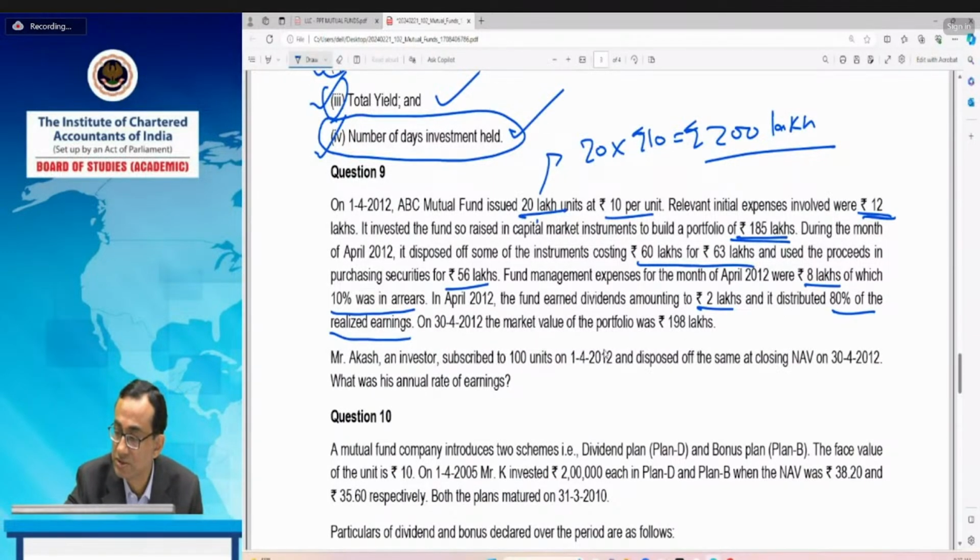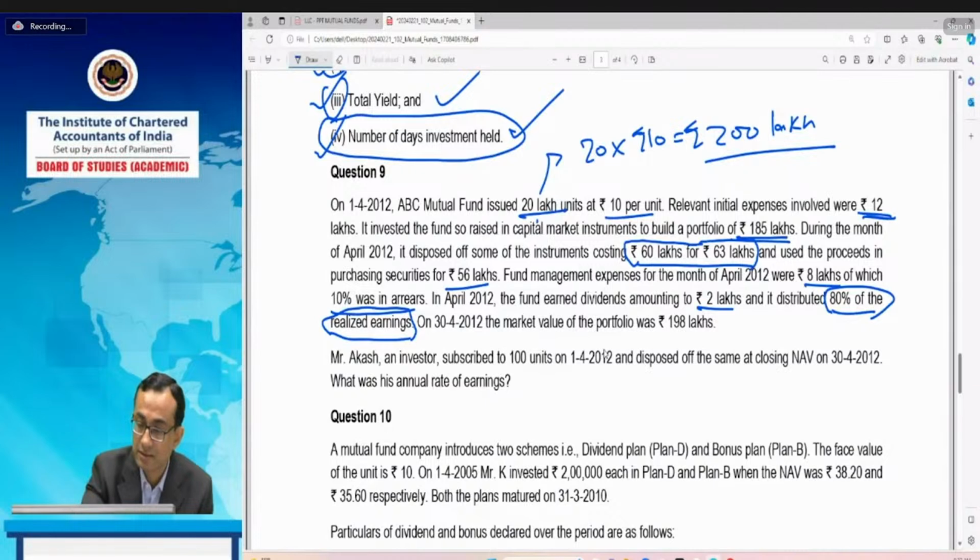Student, this portion is all important. 80% of the realized earnings means 80% of not only the 2 lakh, but also this 3 lakh capital gain, because the instrument was costing 60 lakh, which has been sold for 63 lakh. So 3 lakh is the capital gain. So 80% of 3 lakh was also distributed. So not only 80% of the dividend is distributed, but 80% of the capital gain, which is 3 lakh, is also distributed.